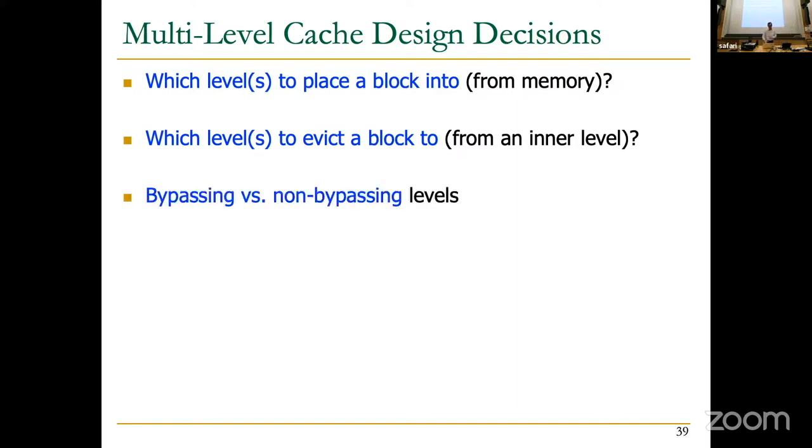Okay, so bypassing versus non-bypassing of levels actually is important. Essentially, that's what we're talking about. Which levels do you bypass? Which levels do you not bypass? There's a huge design space over here. And then there's the other design decision, which is called inclusion in memory hierarchies. Your memory hierarchy can be inclusive, exclusive, or neither. This is called non-inclusive. And there are all kinds of processors that implement these different types.